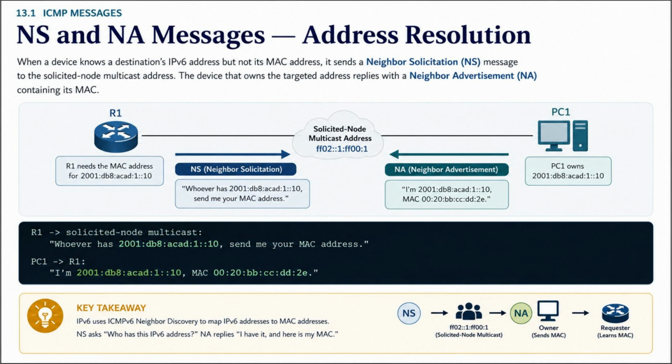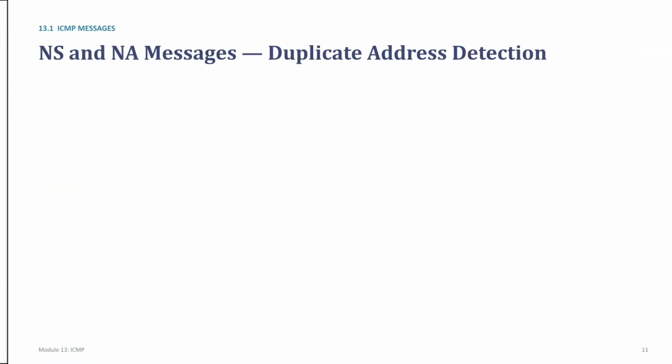NS and NA handle address resolution, IPv6's equivalent of ARP. When a device knows an IPv6 address but not the MAC, it sends an NS to the solicited node multicast address. The owning device replies with an NA containing its MAC. Walk the plain English exchange on screen. Same pattern established back in Module 9's ARP discussion, just with different message names.